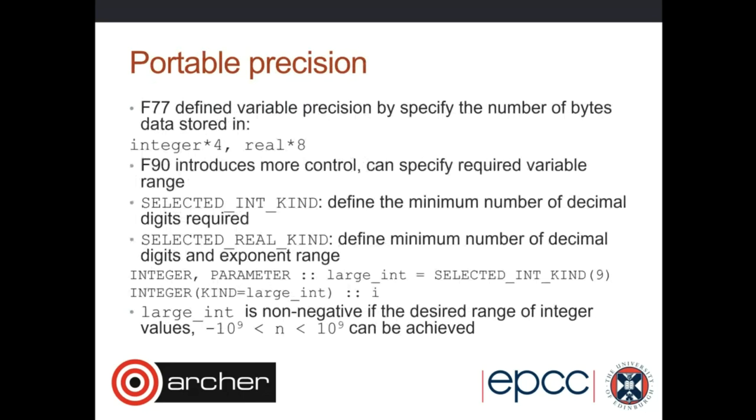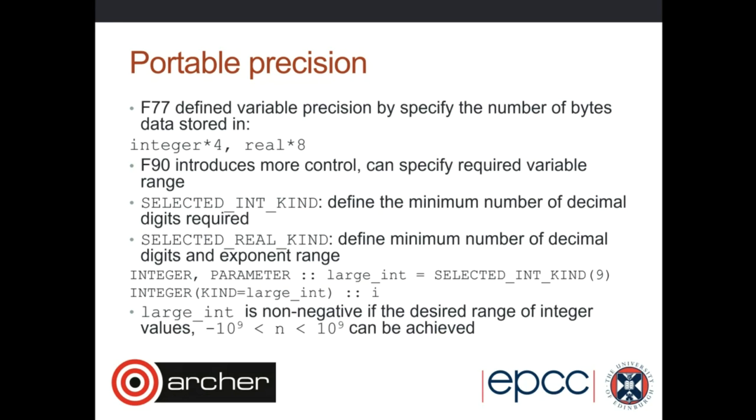And then another nice feature which comes in for Fortran 90 and beyond is being able to control the precision, so how accurately, and the data range you can store in variables. In Fortran 77, you could declare, using this star notation, how many bytes you wanted to use to store an integer or a real double precision number. So you could say, I want a 4-byte integer, and that will mean you can store a certain number of integers in there before it overflows and becomes negative and vice versa.